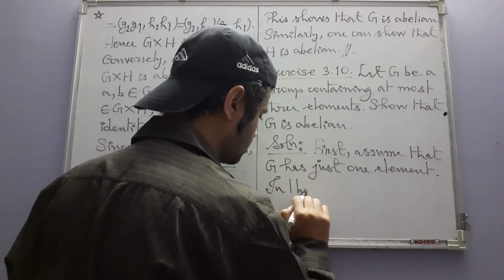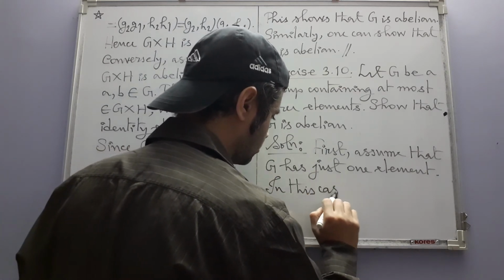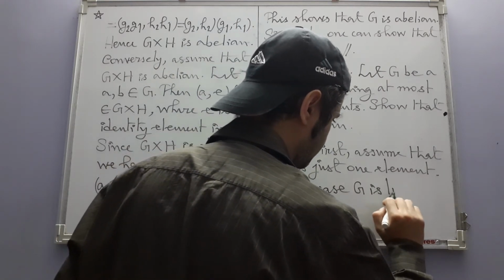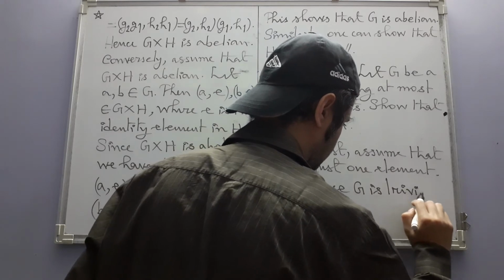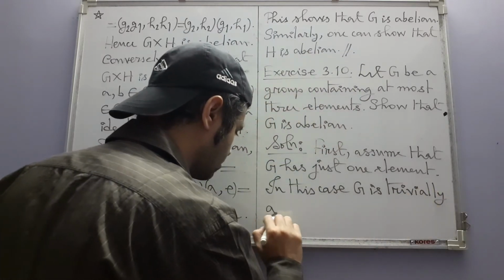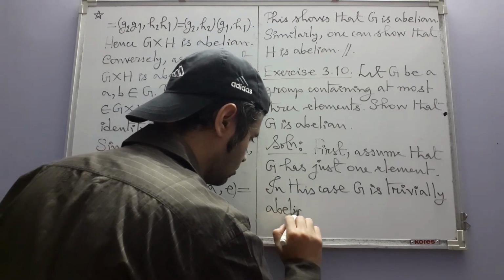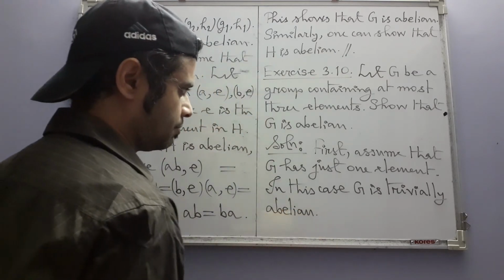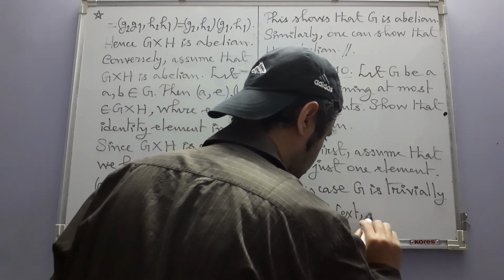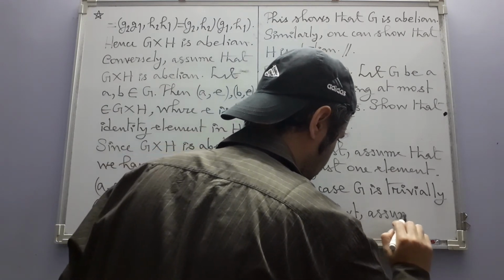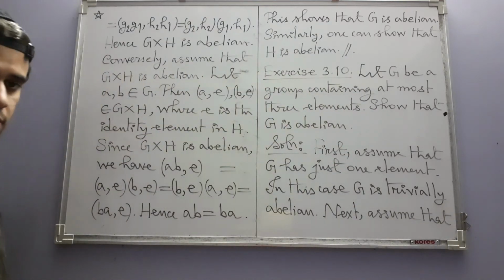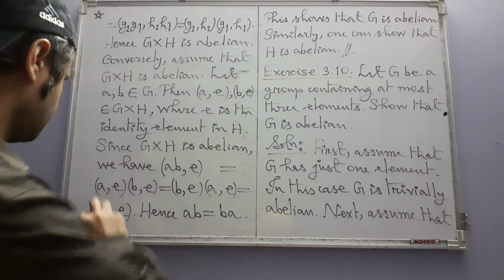In this case, G is trivially abelian. Next, assume that G has 2 elements.